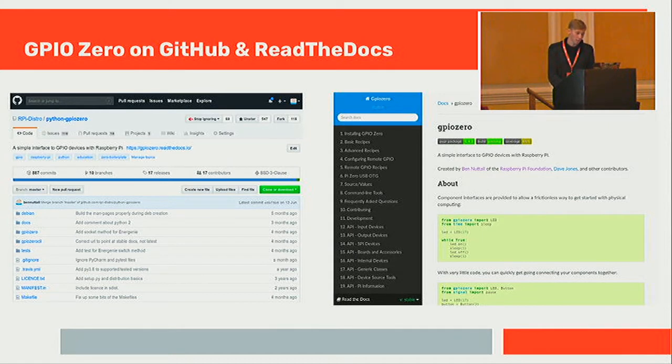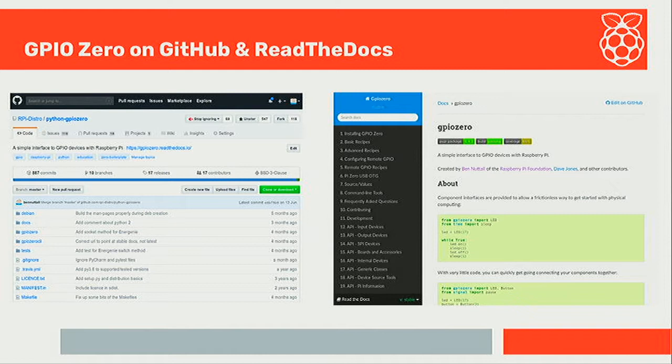The GPIO Zero source is on GitHub, and the extensive documentation is on ReadTheDocs. I'll also be sprinting on this tomorrow if you want to come and have a look and join me. There's lots of suggestions and things that I'd like to look at implementing, so it'd be great to share that with some people.